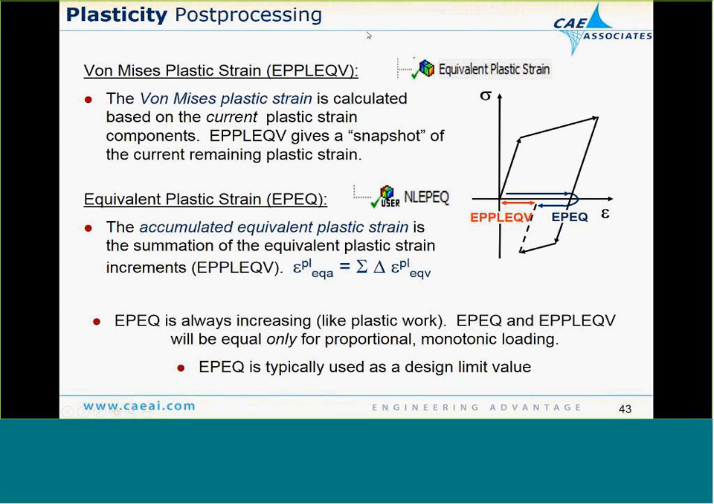If we have a cyclic loading behavior, this is not the total amount of accumulated strain that is typically used from a design perspective. So from a design perspective, we need to insert in the user quantities this NLEPEQ, which is the equivalent plastic strain, which is the summation of each time we've had yielding occur. And this is typically used to compare with a design limit.